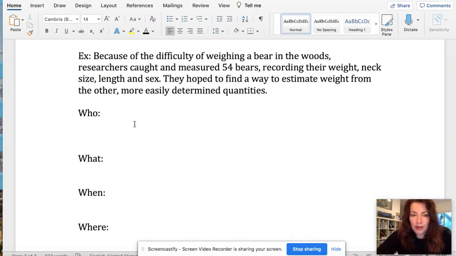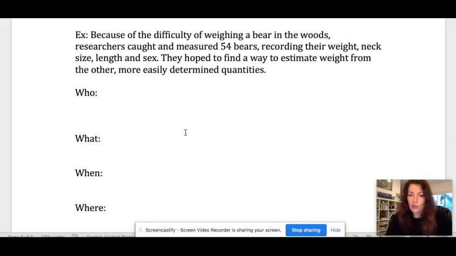All right, so in this paragraph: because of the difficulty of weighing a bear in the woods, researchers caught and measured 54 bears, recording their weight, neck size, length, and sex. They hope to find a way to estimate weight from the other, more easily determined quantities. All right, so who is the study about? If you said 54 bears, you are correct.